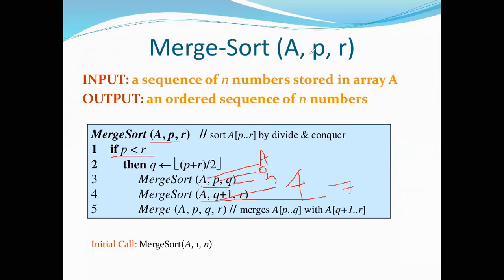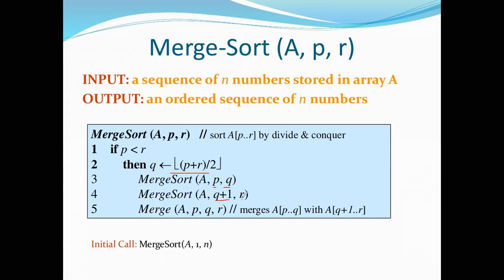And how do we calculate q? q is basically the average of p plus r. So if I say it simply, q is the middle between my left and right. So from A, p is 0 to the middle 3, and then this is 4 plus r, up to the end. Just the way we did in the bubble sort, in the binary search.